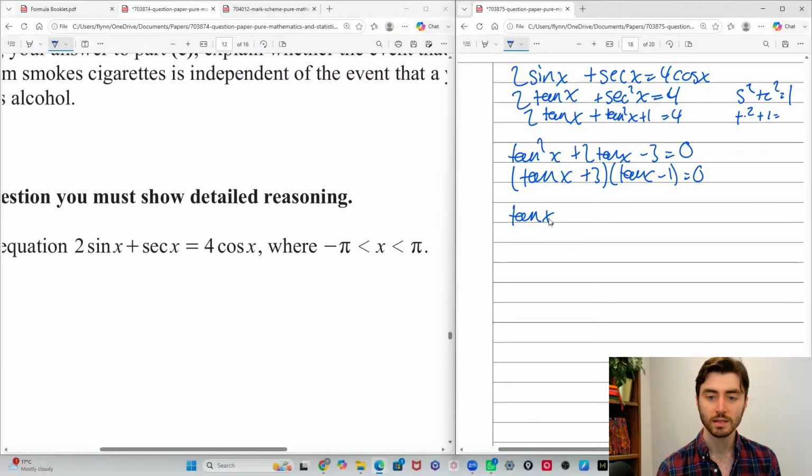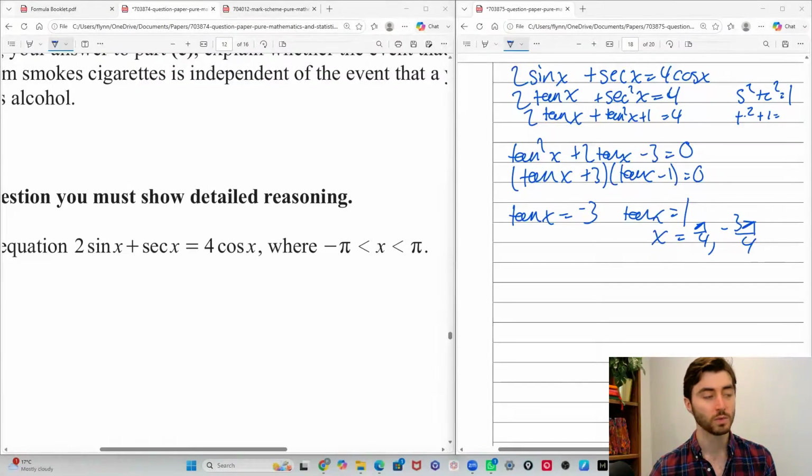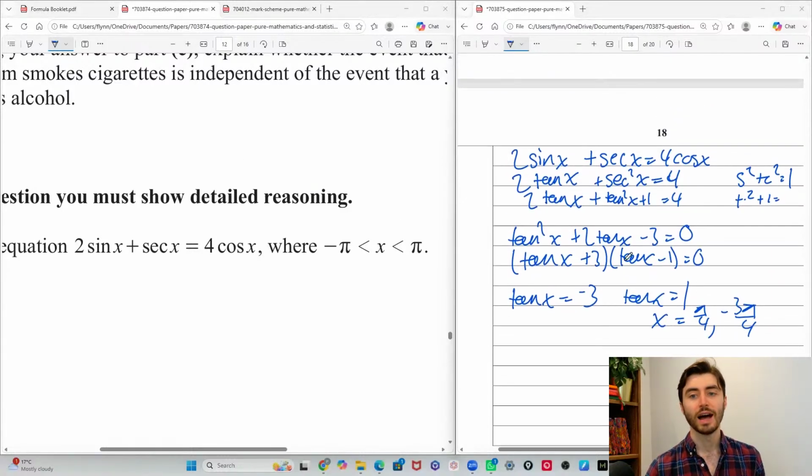So tan x is equal to minus 3, or tan x is equal to 1, which means x is equal to pi over 4, minus 3 pi over 4 from this one. And then you can do inverse tan of 3 on this one to get the other two values we got earlier. I just didn't spot that.